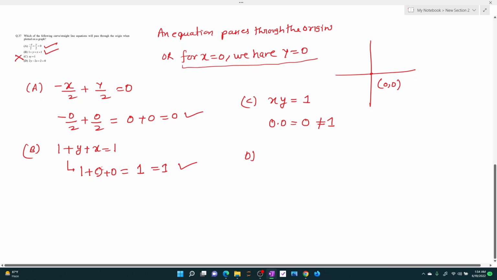For option D, we have 2y minus 2x plus 2 is equal to 0. So when we put x equals 0 and y equals 0 here, this will become 2 times 0 minus 2 times 0 plus 2. So this comes out to be 0 minus 0 plus 2, simply 2, right? And 2 is not equal to 0. That means it does not hold here as well. That means curve D also does not pass through the origin. So here option A and option B are correct.